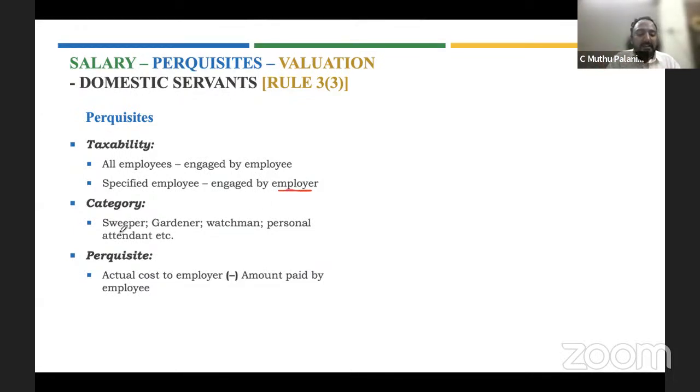So category, it could be a sweeper, it could be a gardener, it could be a watchman, it could be a personal attendant, etc. So actual cost, whatever employer is paying, minus amount paid by employee. So if per month they're paying 5,000 to the sweeper, employee is giving 1,000, 5,000 minus 1,000, 4,000 is a taxable perquisite. So amount cost of the employer minus paid by the employee.